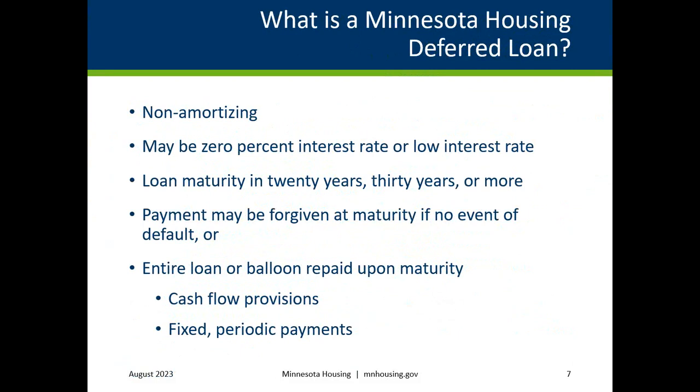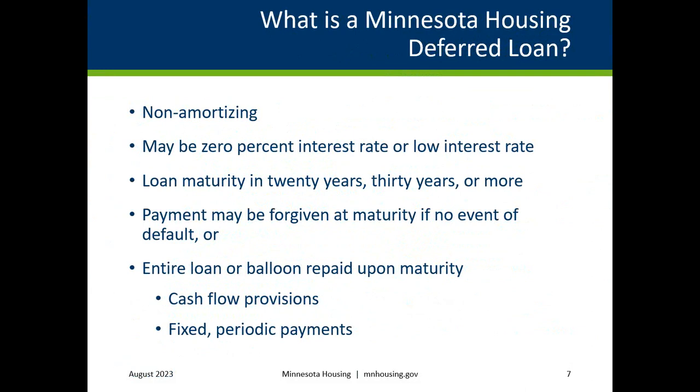Some loans may be structured to be forgiven or partially forgiven at loan maturity if there is no event of default, meaning the owner has complied with all loan requirements. Most loans, however, require repayment of the entire loan balance plus interest, if any, upon the maturity date of the loan or upon repayment of senior debt. Some loans have been structured with annual payments based on the property's cash flow, or with fixed periodic payments that have a balloon payment at loan maturity.